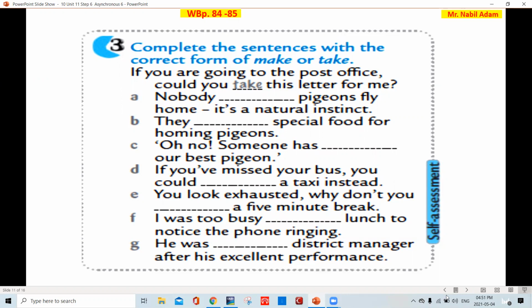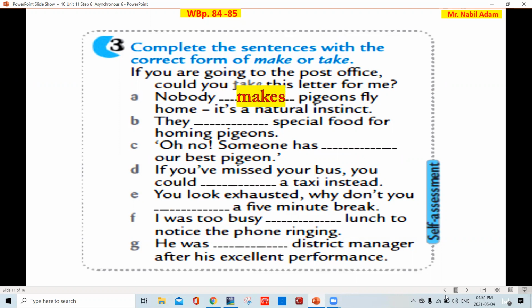Nobody make pigeons fly home. It's a natural instinct. Make means force. What's the tense here? We change it to makes. Nobody is singular. We use verb plus s.